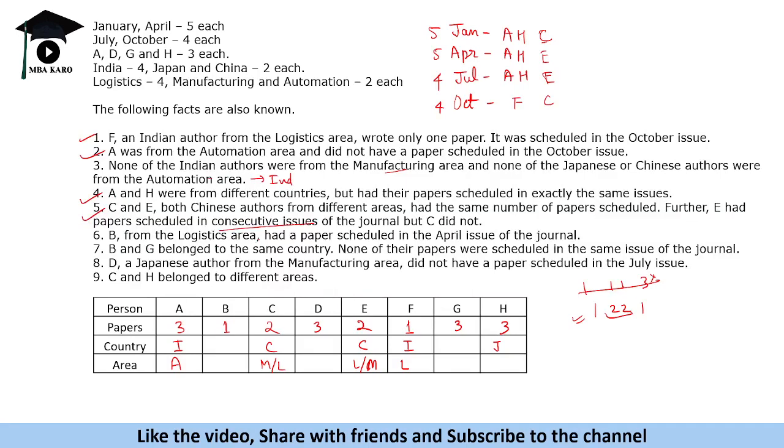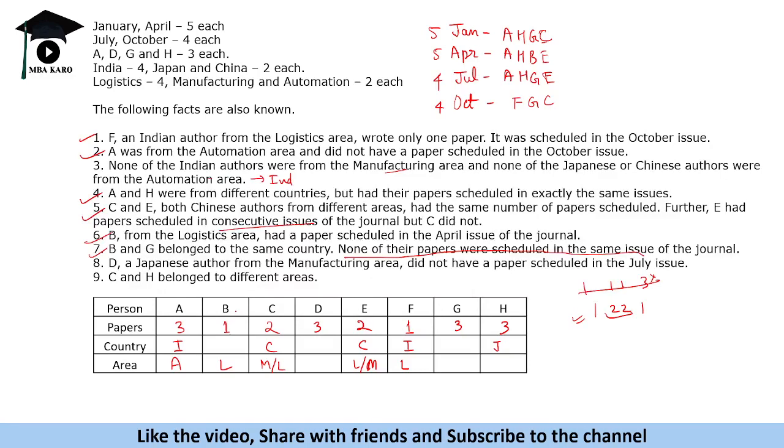B from the logistics area had a paper scheduled in the April issue of the journal. So B is from logistics and had the paper in April. So this is B here. B and G belong to the same country. None of their papers were scheduled in the same issues of the journal. Now G has 3 papers issued and B has 1 paper issued, a total of 4 papers. None of their papers were scheduled in the same issue, so that means all 4 are in different issues. So B is scheduled here, and G will come in the remaining 3 months. So we have done G also, and they belong to the same country.